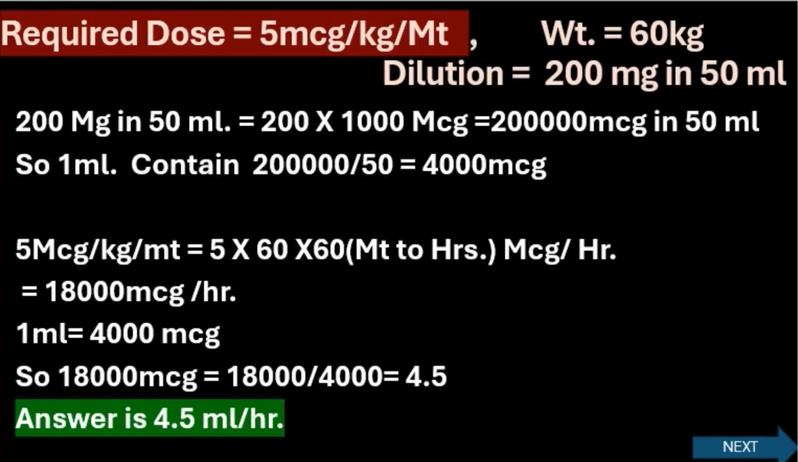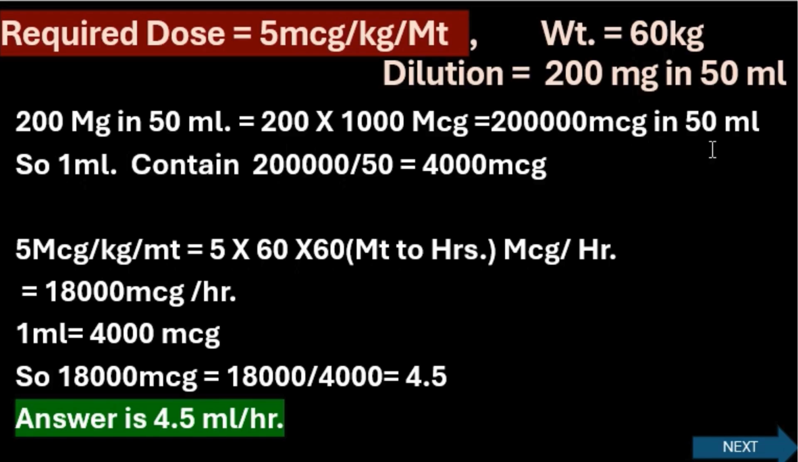The required dose here is 5 microgram per kg per minute. The syringe pump works in ml per hour, so we have to convert this to ml per hour. The weight is 60 kg. 1 milligram is 1000 microgram, which you also have to remember. So 200 milligram is added in 50 ml. 200 milligram in 50 ml means 200 into 1000 microgram, that is 200,000 microgram in 50 ml.